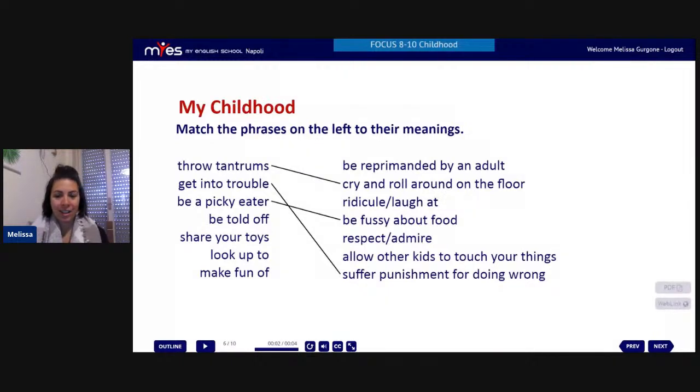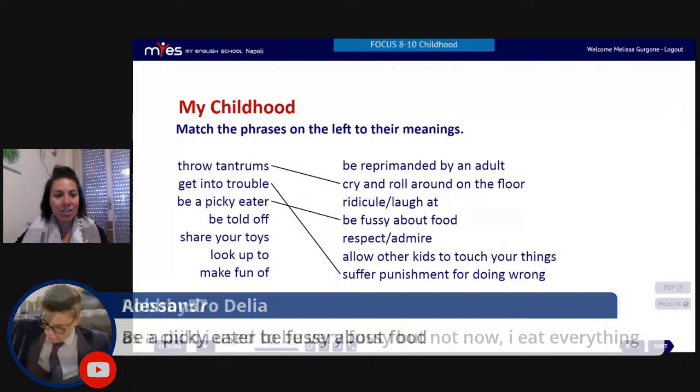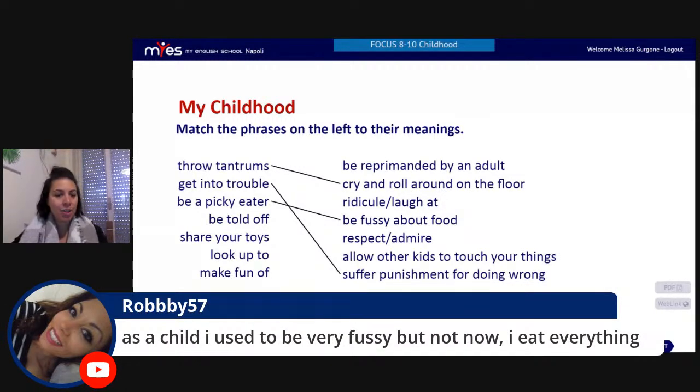And to be a picky eater is to be fussy about food. Okay, so yes, correct, Alessandra, thank you. So using Robbie's example, she can also say, as a child, I used to be a picky eater, but not now, I eat everything. Fussy is an adjective, a picky eater is the noun. An eater is a person who eats food. Picky is an adjective that is the same as fussy. You can also say a fussy eater. I used to be a fussy eater, but not now.